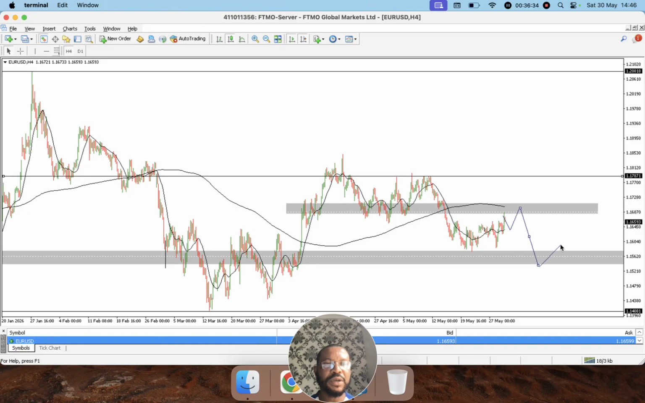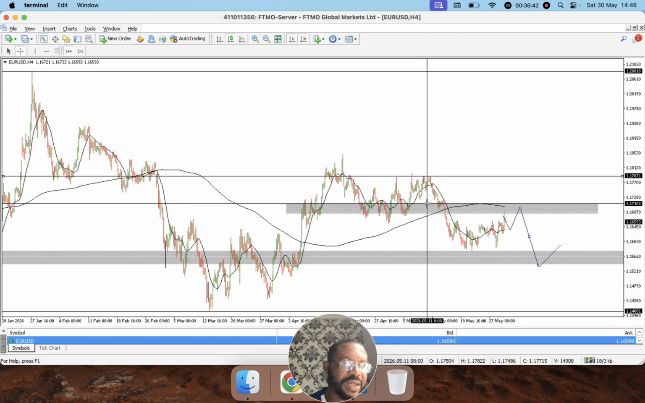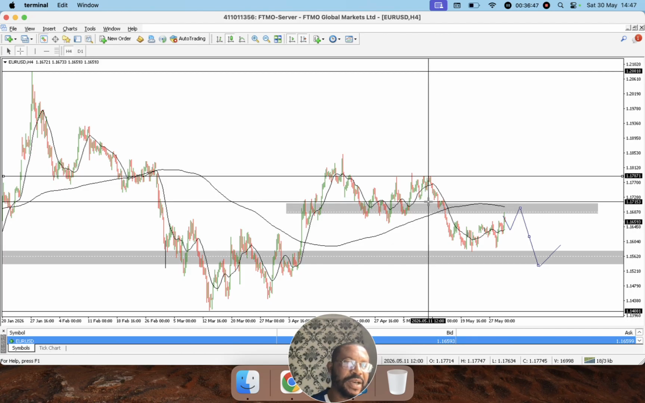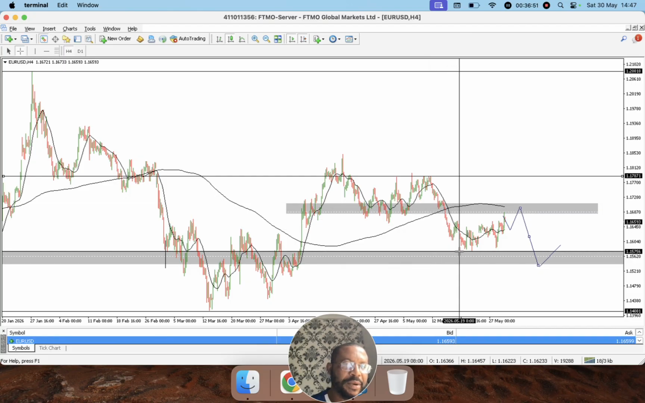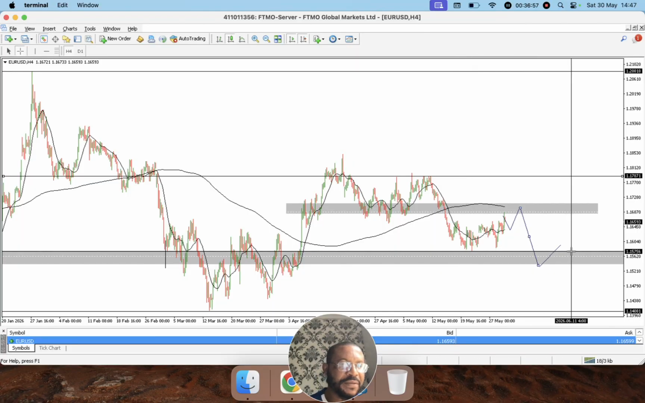So for the Euro USD, we'll be waiting anywhere in this zone, 1.16901 to 1.17103. The sellers come in, you join them. Stop loss can be above here at 1.17153. TP here at 1.15756. So for your buy entry, wait for price to come down to 1.15756.